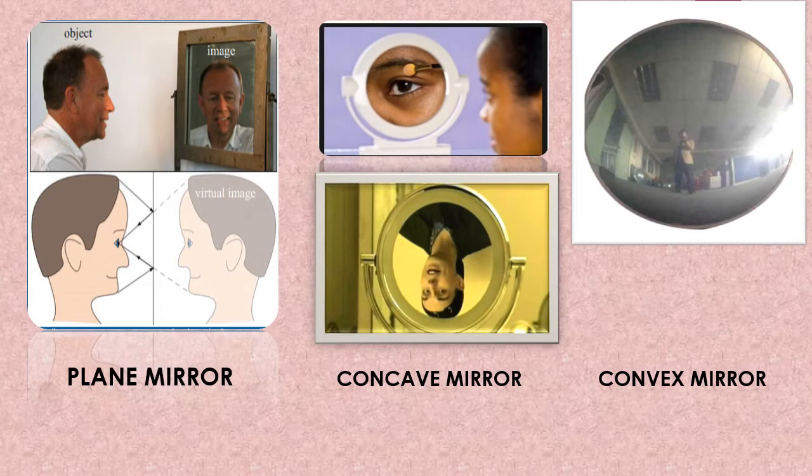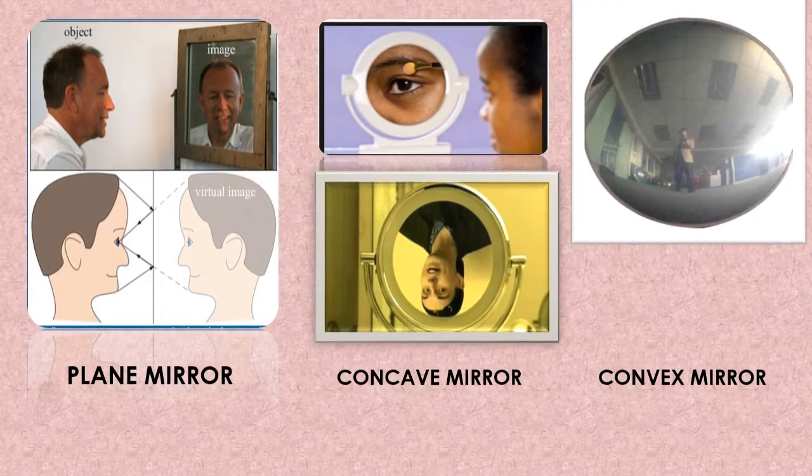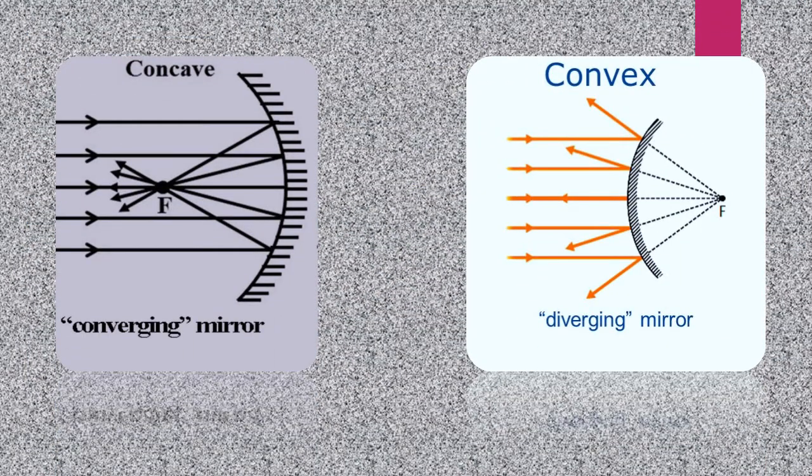You know, the mirrors that we use in our vehicles as side view mirrors and rear view mirrors are convex mirrors. Okay, now let us continue. Children, when a parallel beam of light falls on a concave mirror, it has the ability to converge the light rays, and all the light rays meet at a point. Hence, concave mirrors are called converging mirrors.